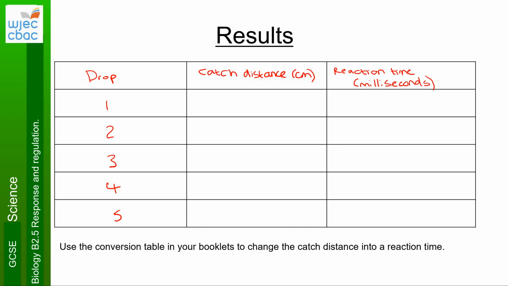For those of you that haven't been able to get your own set of results, I'm going to fill a set into the table. So we've got 11, 10, 8, 9 and 7. If we use the conversion table now to change those into milliseconds, for 11 it would be 150 milliseconds, 10 is 140, 8 is 130, 9 again is 140, and 7 would be 120.